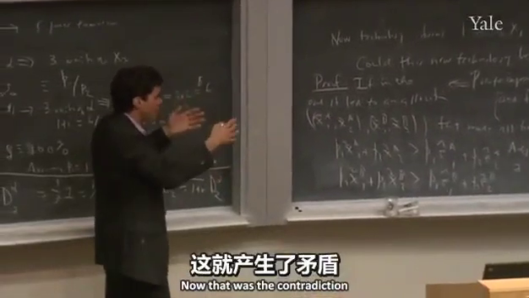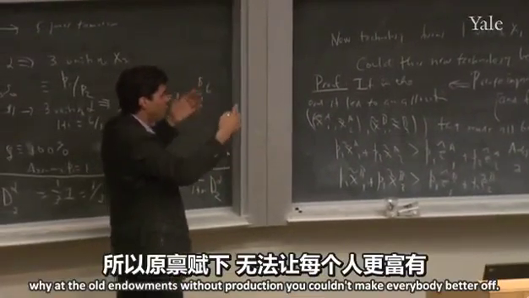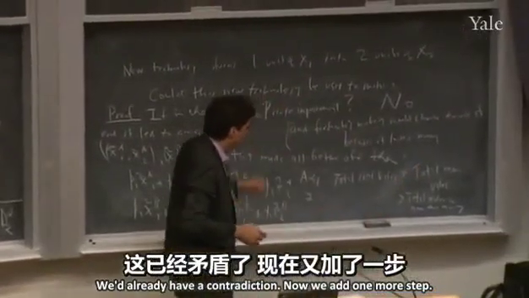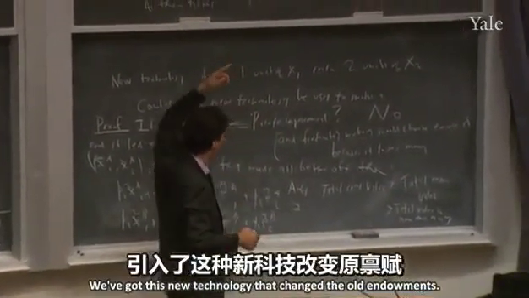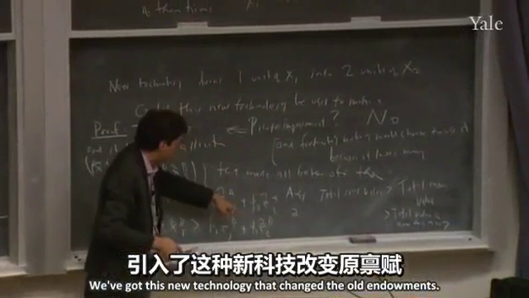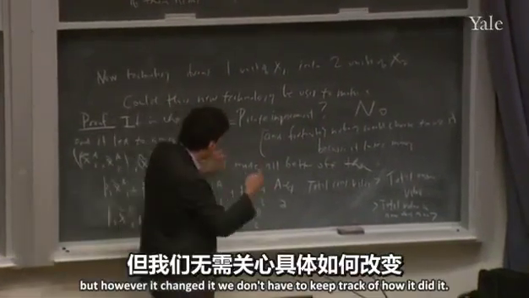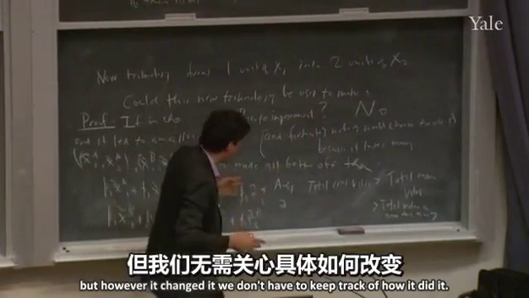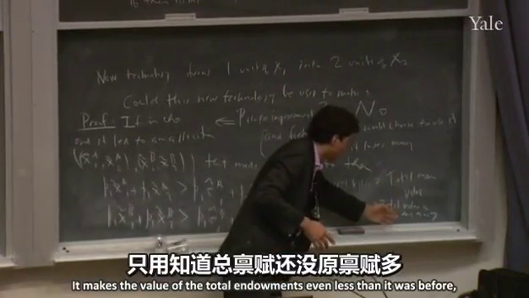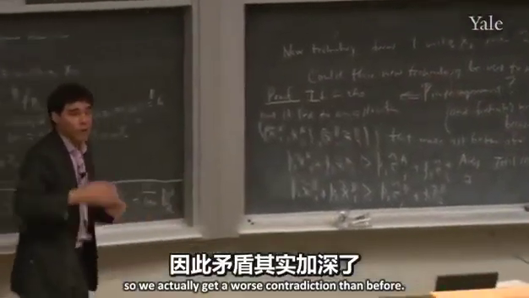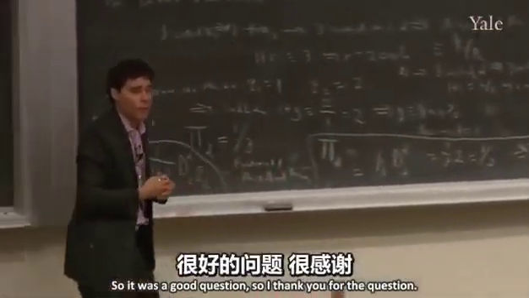Now that was the contradiction, why at the old endowments without production you couldn't make everybody better off. We'd already have a contradiction. Now we add one more step. We've got this new technology that changed the old equilibrium endowments. It changed the old endowments. But however it changed it, we don't have to keep track of how it did it. It made the value of the total endowments even less than it was before. So we actually get a worse contradiction than before. So it's a good question. So I thank you for the question.